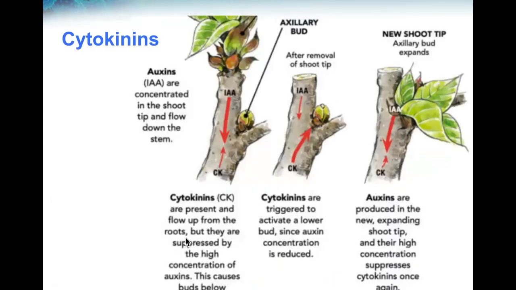Cytokinins flow up from the roots, but they are suppressed by the high concentrations of auxins. This causes buds below not to grow. So the cytokinins are blocked by the auxins. But when it's removed, the cytokinins are triggered to activate a lower bud since auxin concentration is reduced. So when auxins are then produced in this new bud, the expanding shoot tip, their high concentration of auxins suppresses the cytokinins once again, so that buds even lower will not develop.